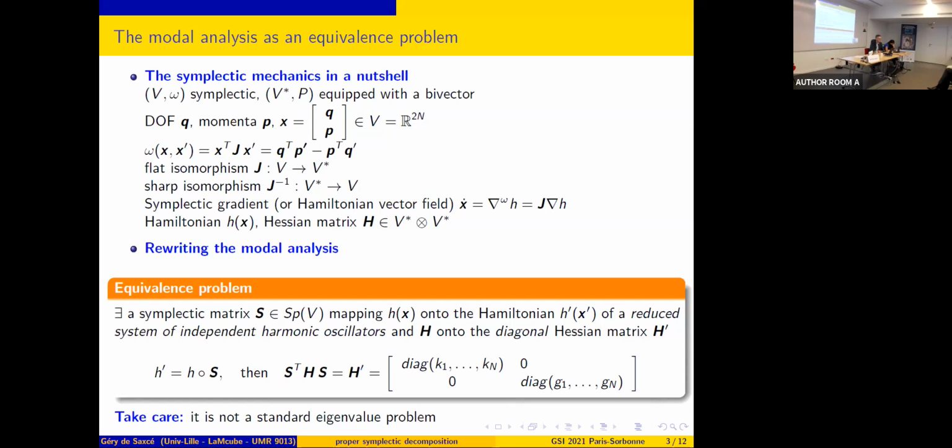Take care because it is not a standard eigenvalue problem in the sense that even if H is real symmetric, the transformation matrix S is not orthogonal, but symplectic. Nevertheless, we can recast it in a more classical problem, as we are going to see now.